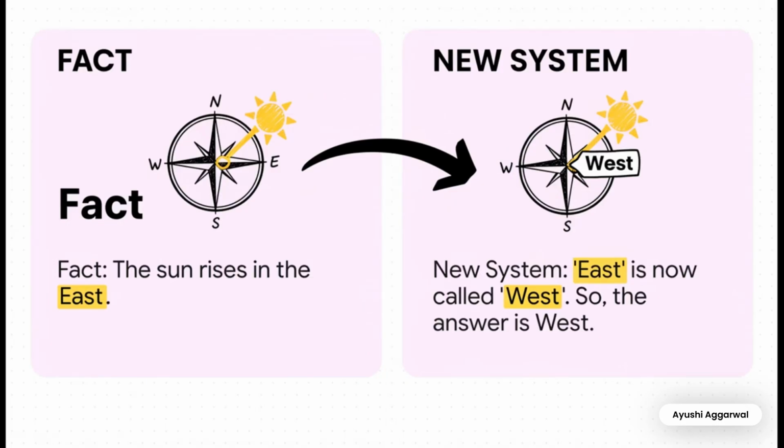We all know the sun always rises in the east. That's a given. But according to the new system in the question, the direction east has been renamed to west. So the answer is simply west. See how that works? It's pretty simple, right? Just remember this pattern. It's a very common question type.